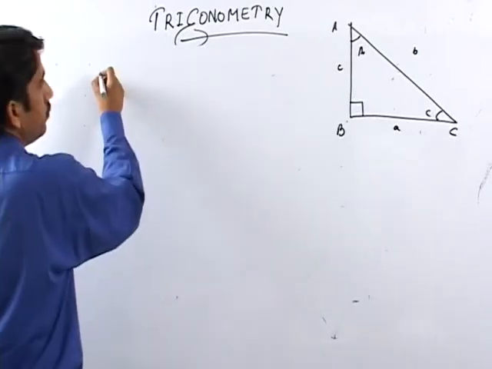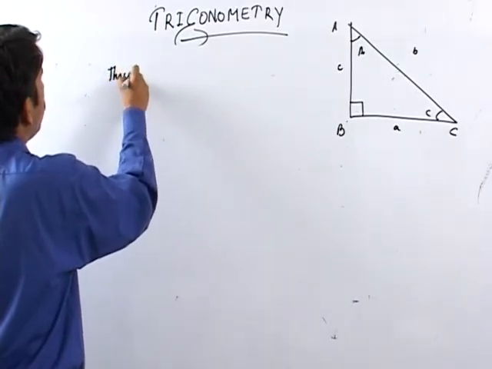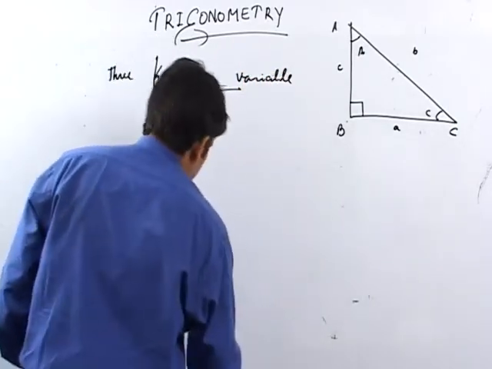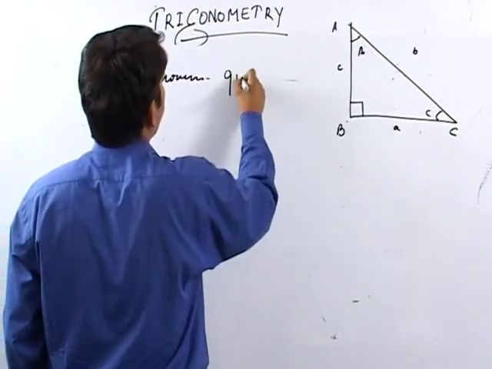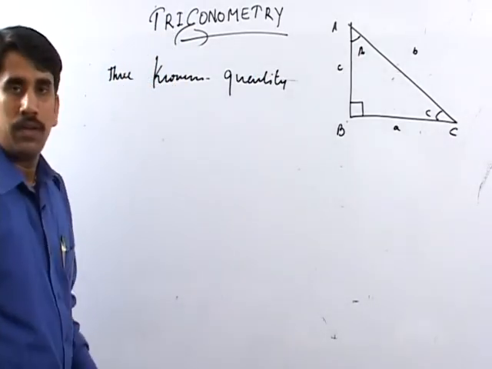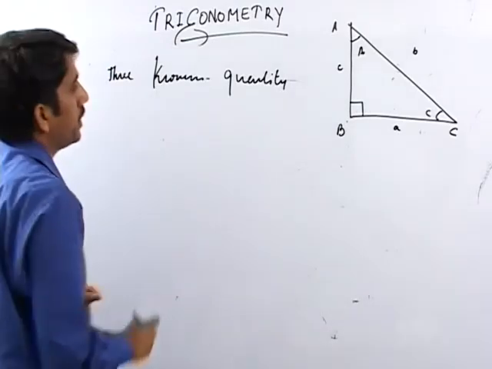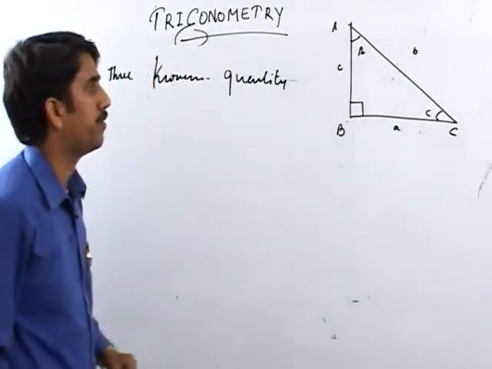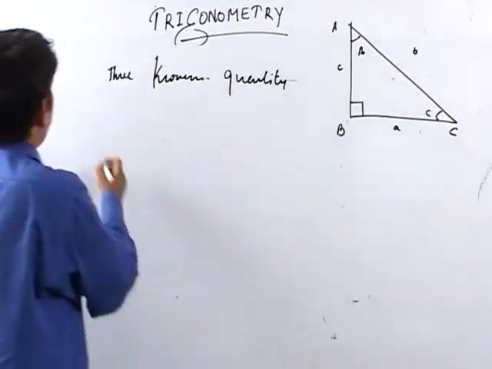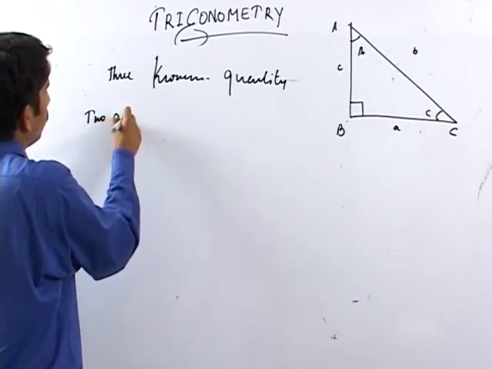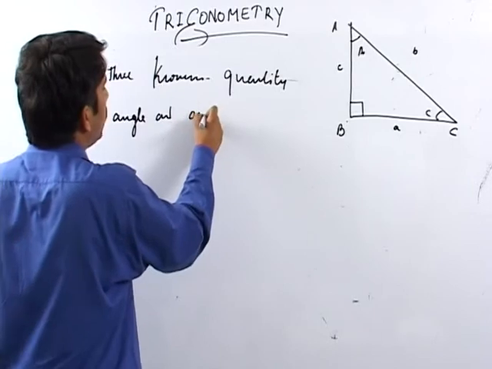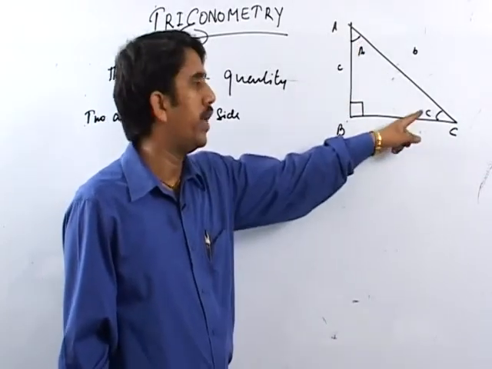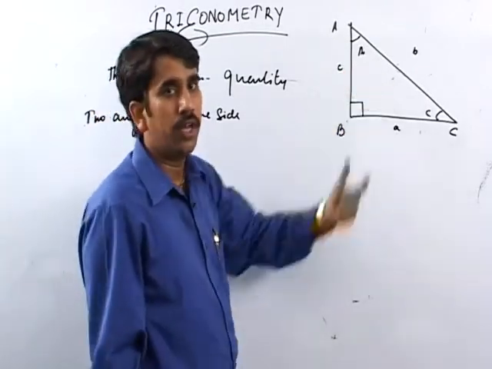Now suppose you are given three known variables or three known quantities. If only the three angles are given, then you cannot find out these three sides, because you can find out only the ratio of these three sides. But if two angles and one side are given, either one side two angles, or two sides one angle, or one side one angle is given, then you can find out the other unknown quantities.